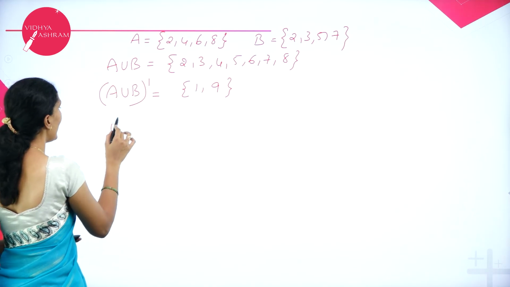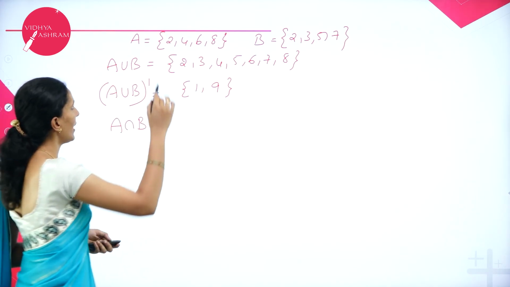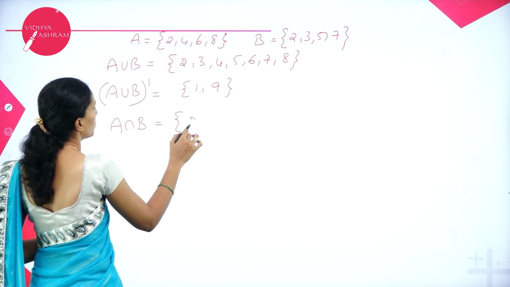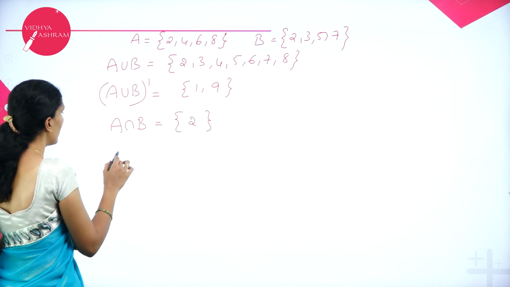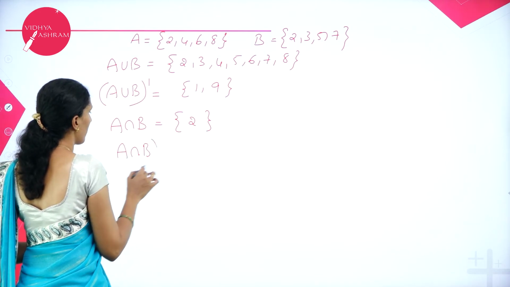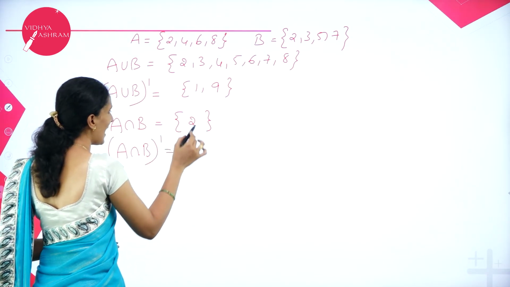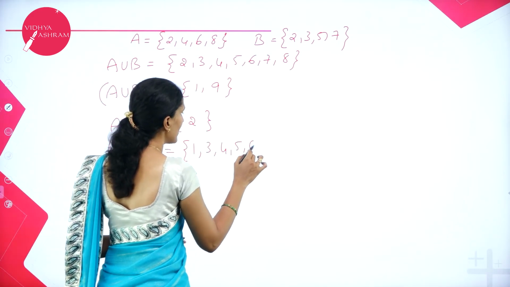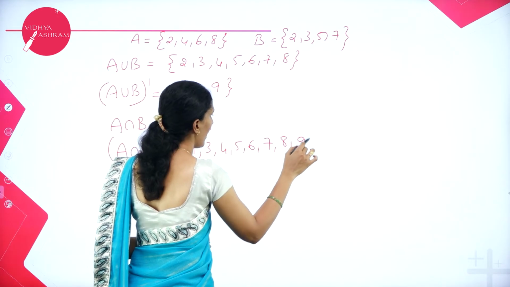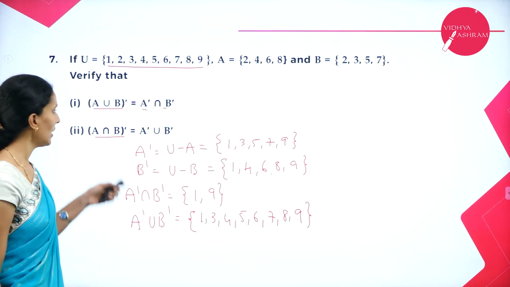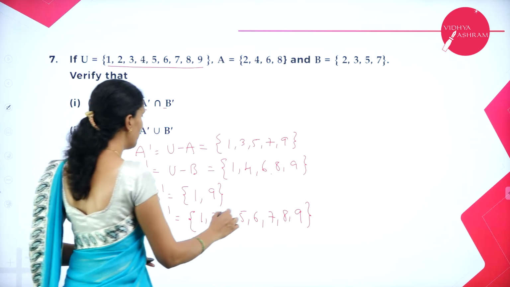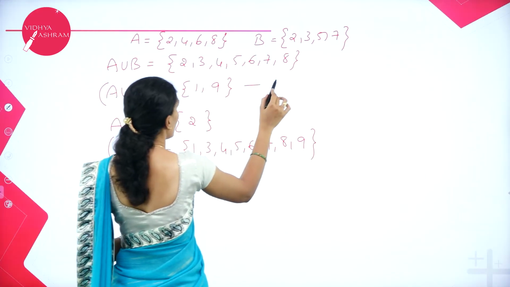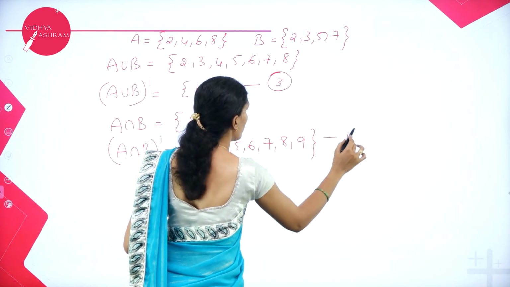Next we will take A intersection B. Do you find any common elements in A and B? Yes, we have. What are those elements? 2. Next, take the complement of this. What is the complement of this? Except 2, write all other elements: 1, 3, 4, 5, 6, 7, 8, 9. So according to the statement here, let me prove the first one. Take these as equation 1, equation 2, equation 3 and equation 4.